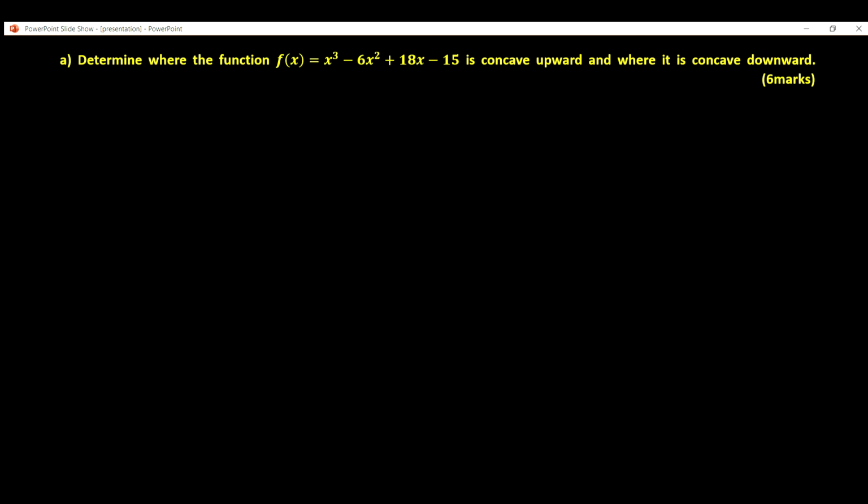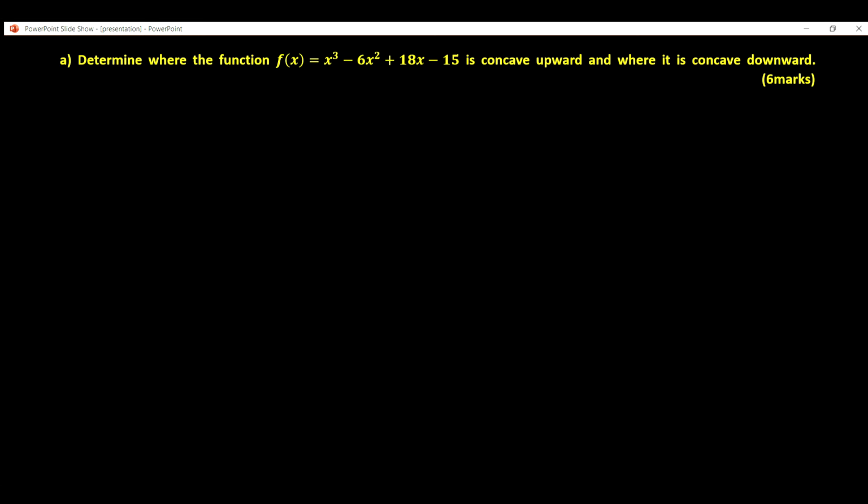Today I wanted to go over question 1 from assignment 5 of Introduction to Mathematical Economy. From question 1, part A, the question asks us to determine the concavity of a function f(x) equal to x cubed minus 6x squared plus 18x minus 15.